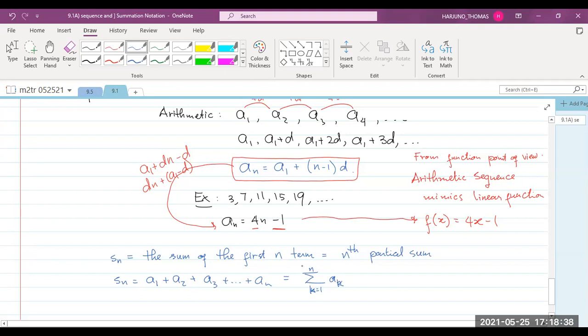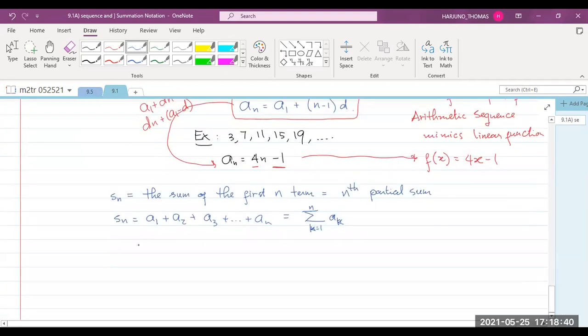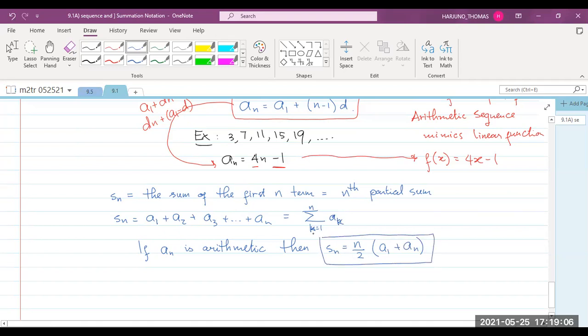Now, if the sequence is arithmetic, then the nth partial sum equals the number of terms divided by 2, times the first term plus the last term. That's another formula I need you to memorize for arithmetic sequences. This way, on Thursday, we can do it really fast.